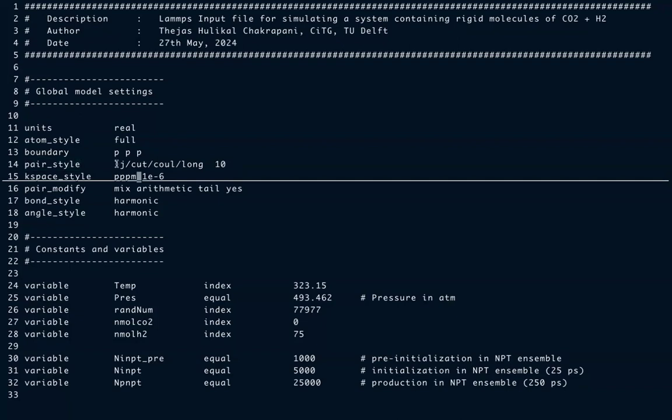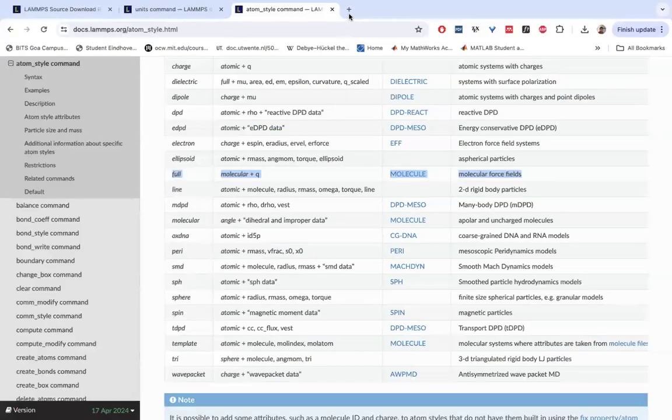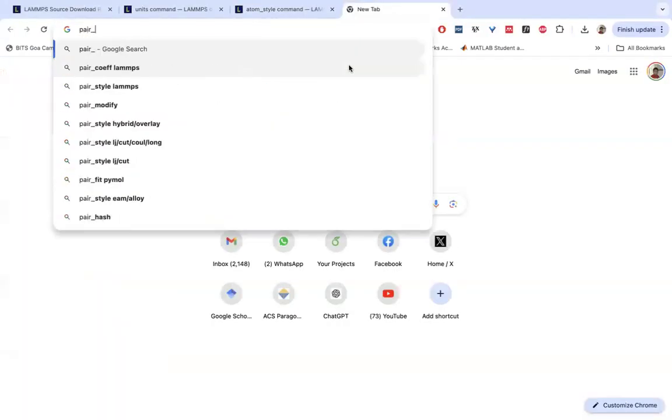All right, next you have something called the pair style command. In the pair style command, you instruct LAMMPS how the molecules actually interact with each other. So here we say lj/cut/coul/long, and then the cutoff radius, or the interaction cutoff for the molecules. Once again, you can type this here. You can see pair style in LAMMPS.